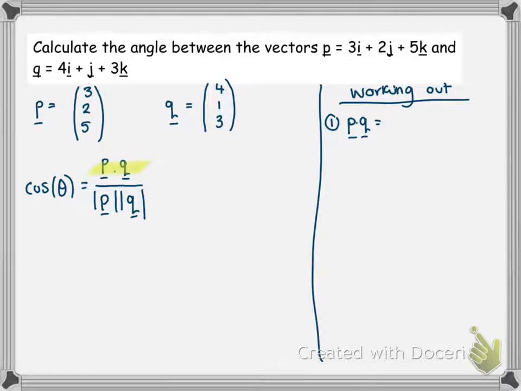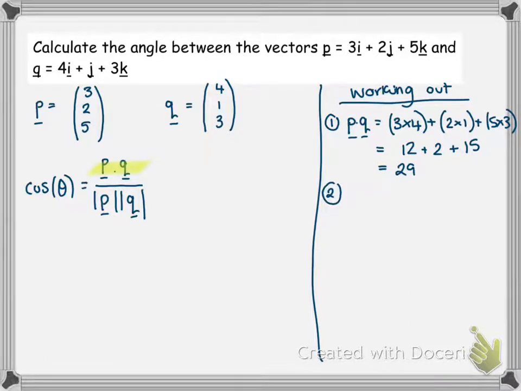And for that, I need to use the second formula. So I'm going to be doing 3 times 4 plus 2 times 1 plus 5 times 3. So that gives me 12 plus 2 plus 15. So that's 29.